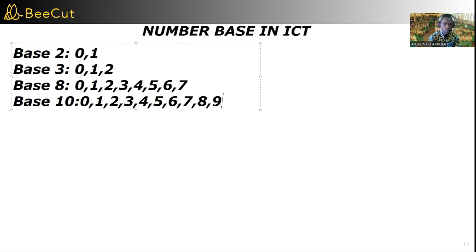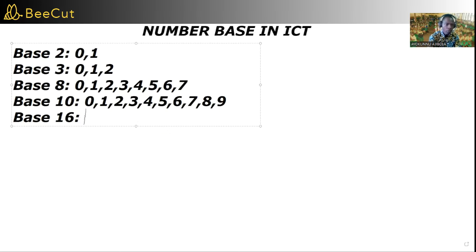The last one we're talking about is base 16. Base 16 is from 0 to 15, but actually from 0 to 9 before we start representing with alphabet. 0 to 9, then we start representing with the alphabet. So I can have 0, 1 to 9.